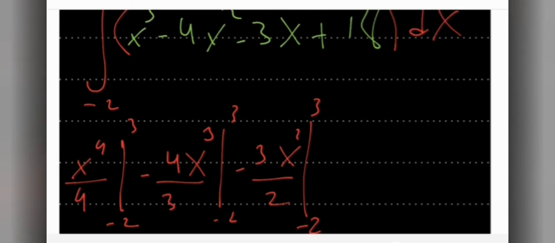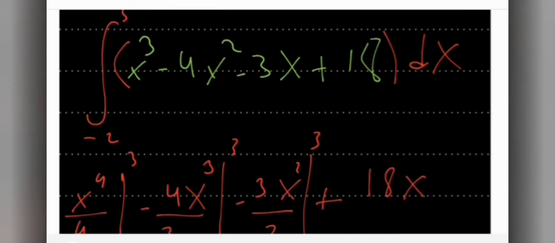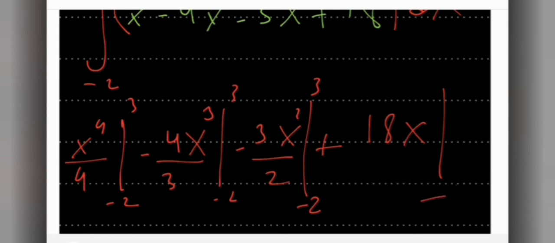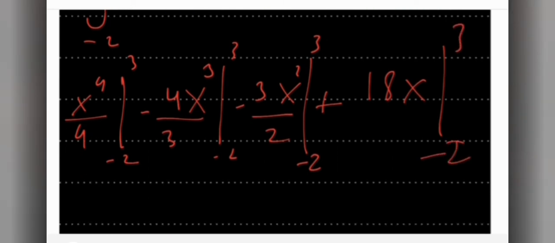And the next one is plus 18x, right? The integral would be x to the 1st power divided by 1, from where to where? From minus 2 to 3. Now notice that here we have a minus, okay? So don't make a silly mistake messing up the minus.